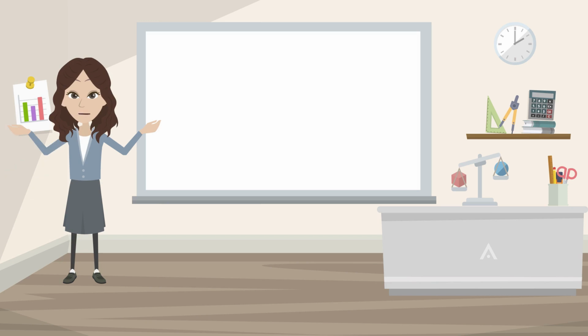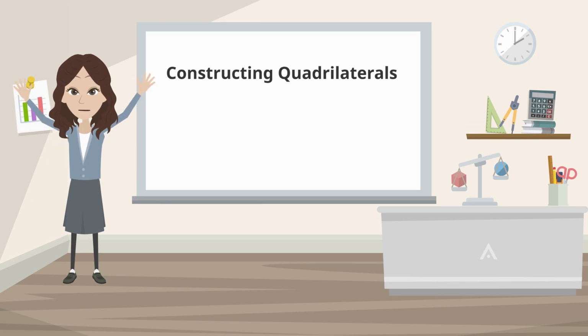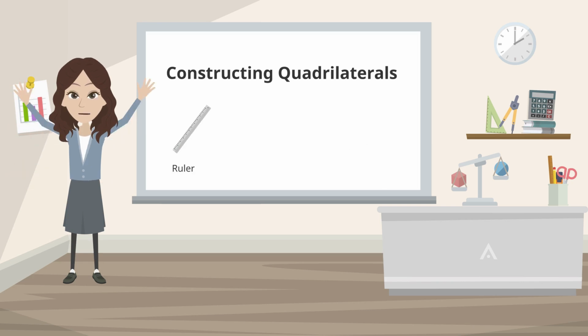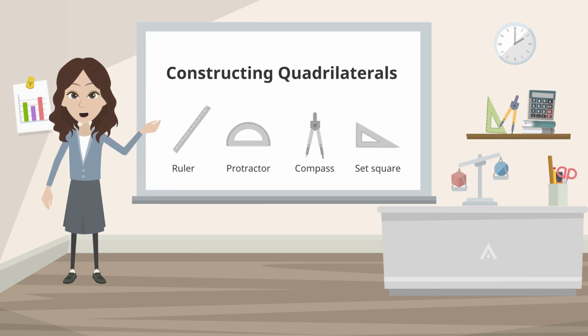Today, we will explore how to construct quadrilaterals such as a parallelogram, trapezium, and rhombus. To construct these quadrilaterals, we will need a ruler, protractor, compass, and set square.